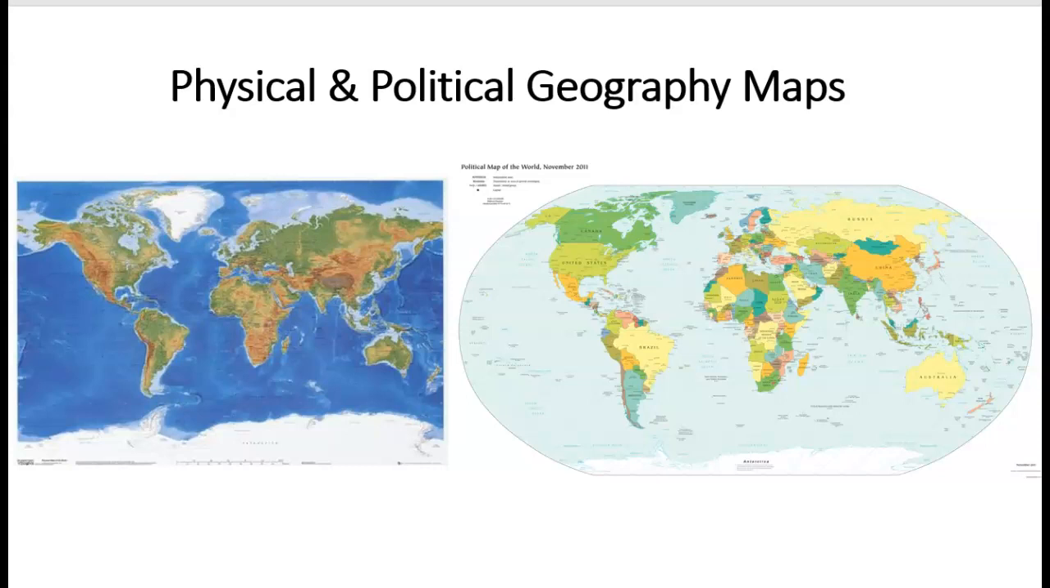When we talk about physical geography maps, those boundaries are not included. Instead, you see physical features. You see mountains, you see rivers, you see larger bodies of water. You might take into account elevation. And so, physical geography maps and political geography maps are different in that way. Mother Nature versus human construct.